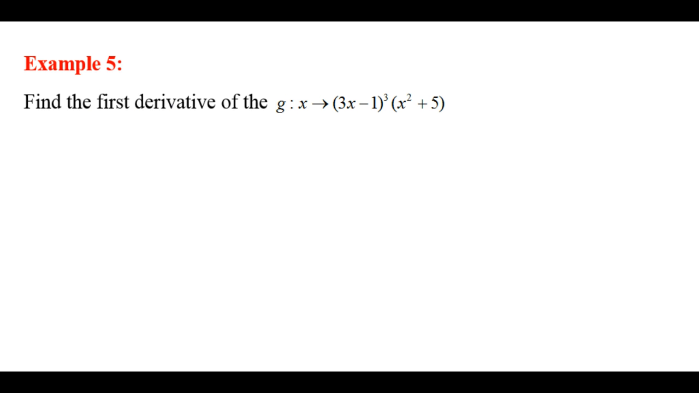Now example number 5. For this example, I would like to solve it with you since it involves two principles. You see that this question has got (3x - 1) to the power 3, and the power 3 means that you need to employ the chain rule. And then at the same time, it's also a product function. I mean, there are two functions that are multiplying, and so we can also employ the product rule. So we are going to use the product rule and at the same time use the chain rule.